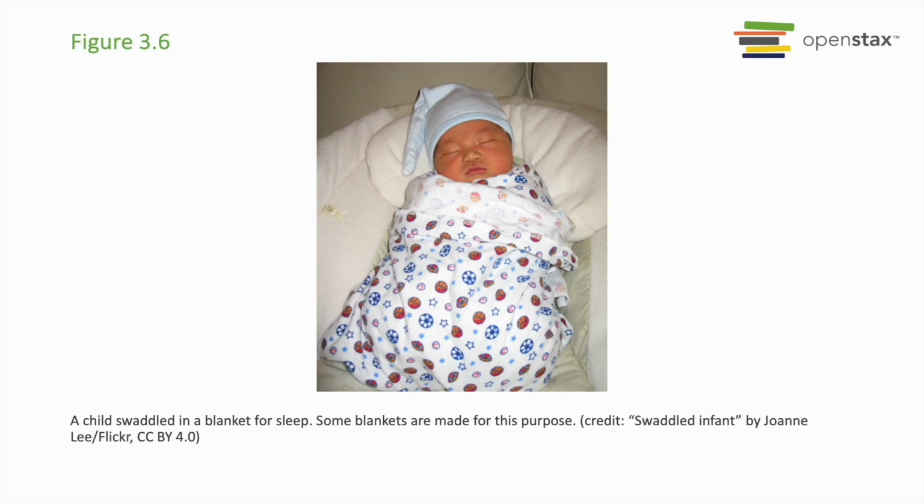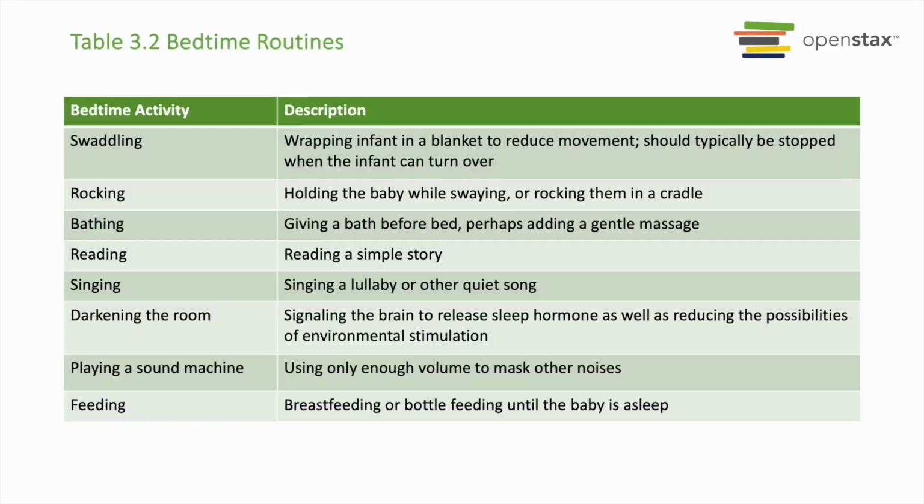Figure 3.6, a child swaddled in a blanket for sleep. Some blankets are made for this very purpose. Table 3.2, bedtime routines. We're going to look at bedtime activity and describe it. Swaddling is whenever we wrap an infant in a blanket to reduce movement and should typically be stopped when the infant can turn over. Next bedtime activity is rocking.